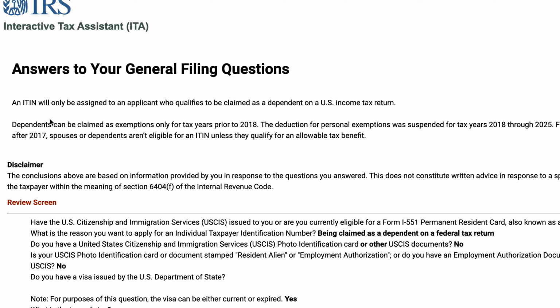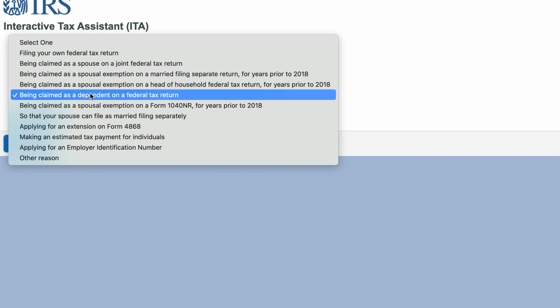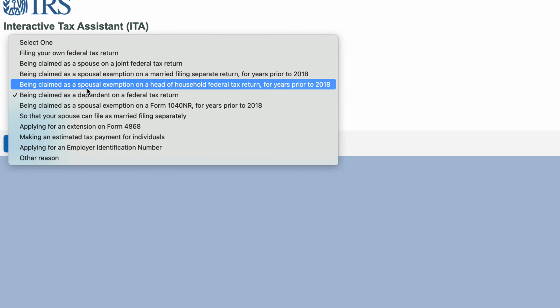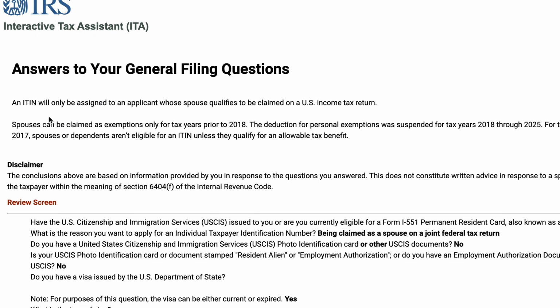The deduction for personal exemptions has been suspended through 2025. So you are not eligible under these circumstances for an ITIN unless you qualify for an allowable tax benefit. So let's see if we can find a reason that would allow us to file. So let's say we're being claimed as a spouse on a tax return.